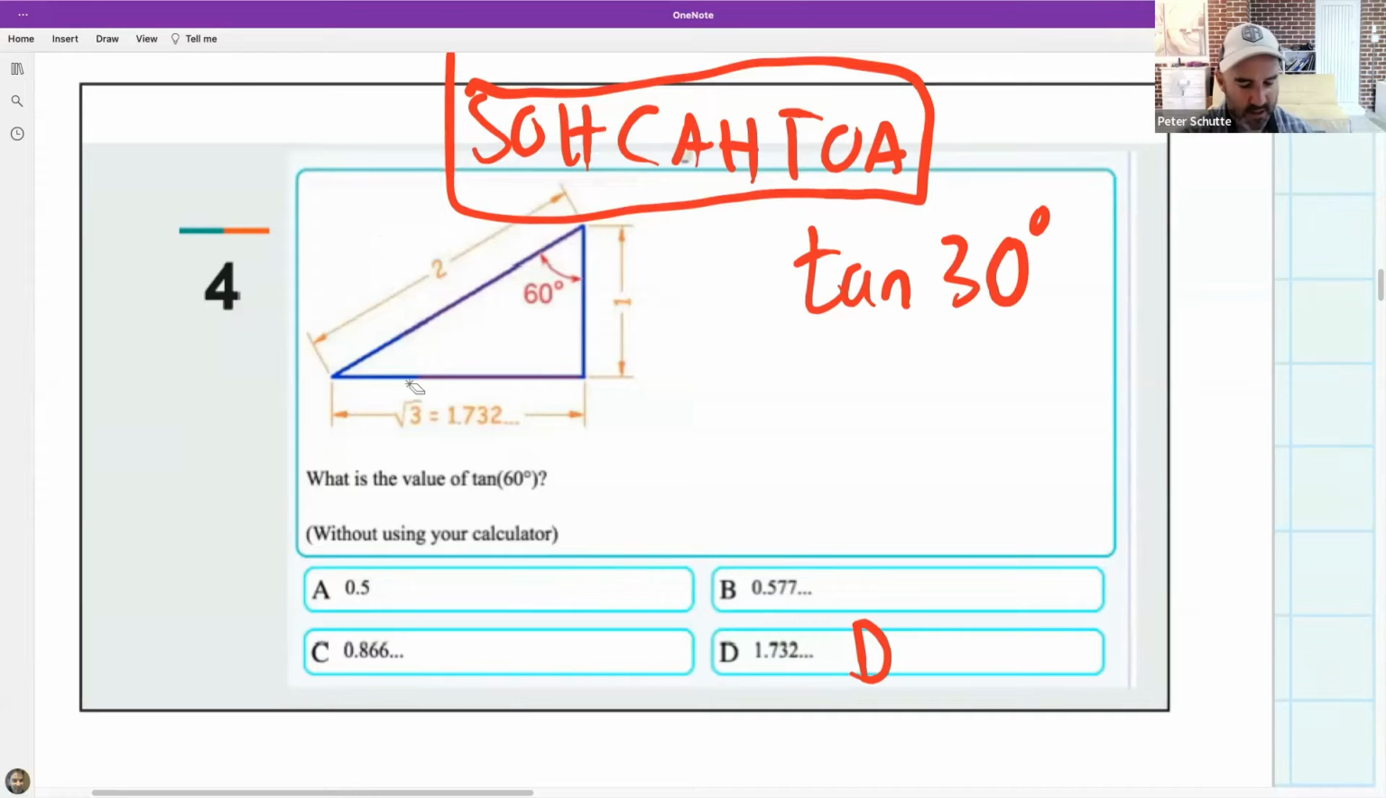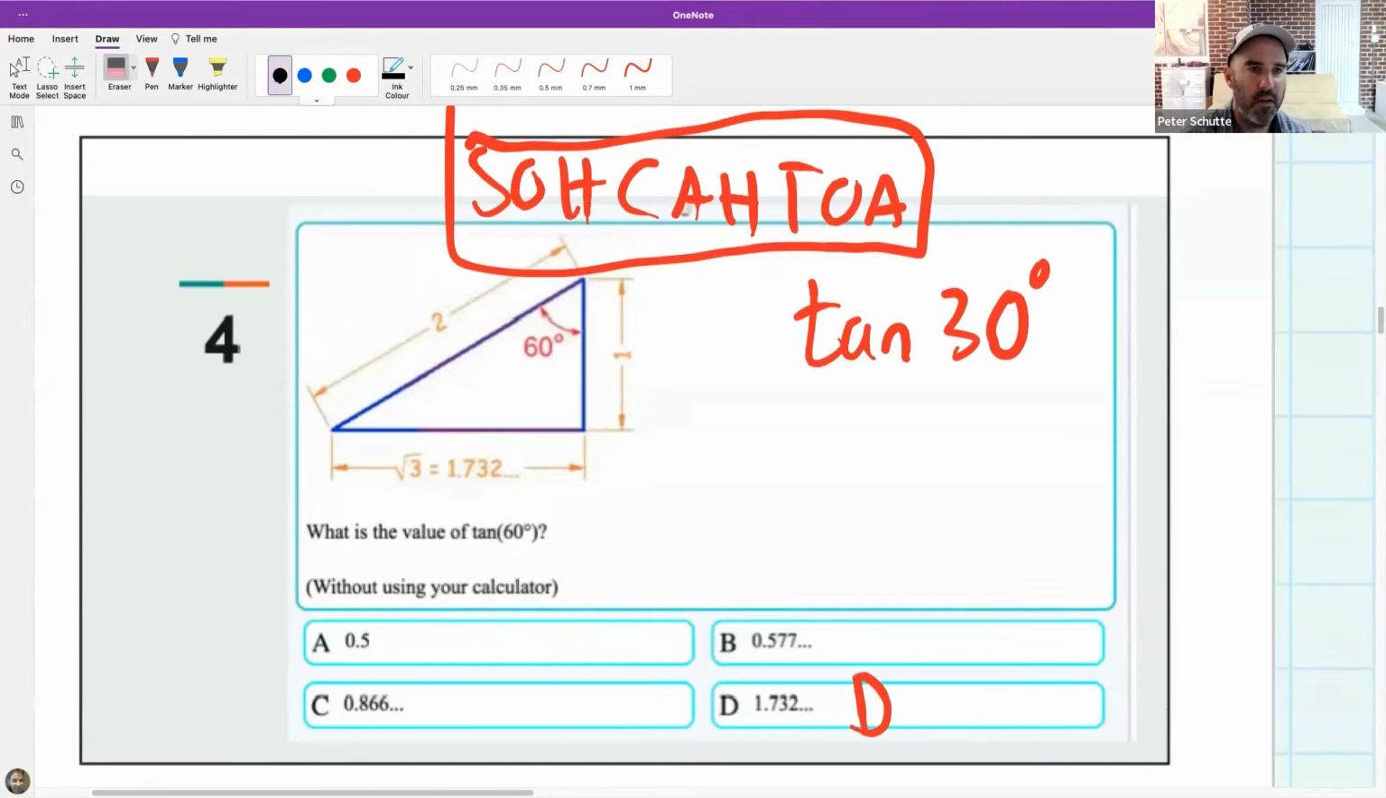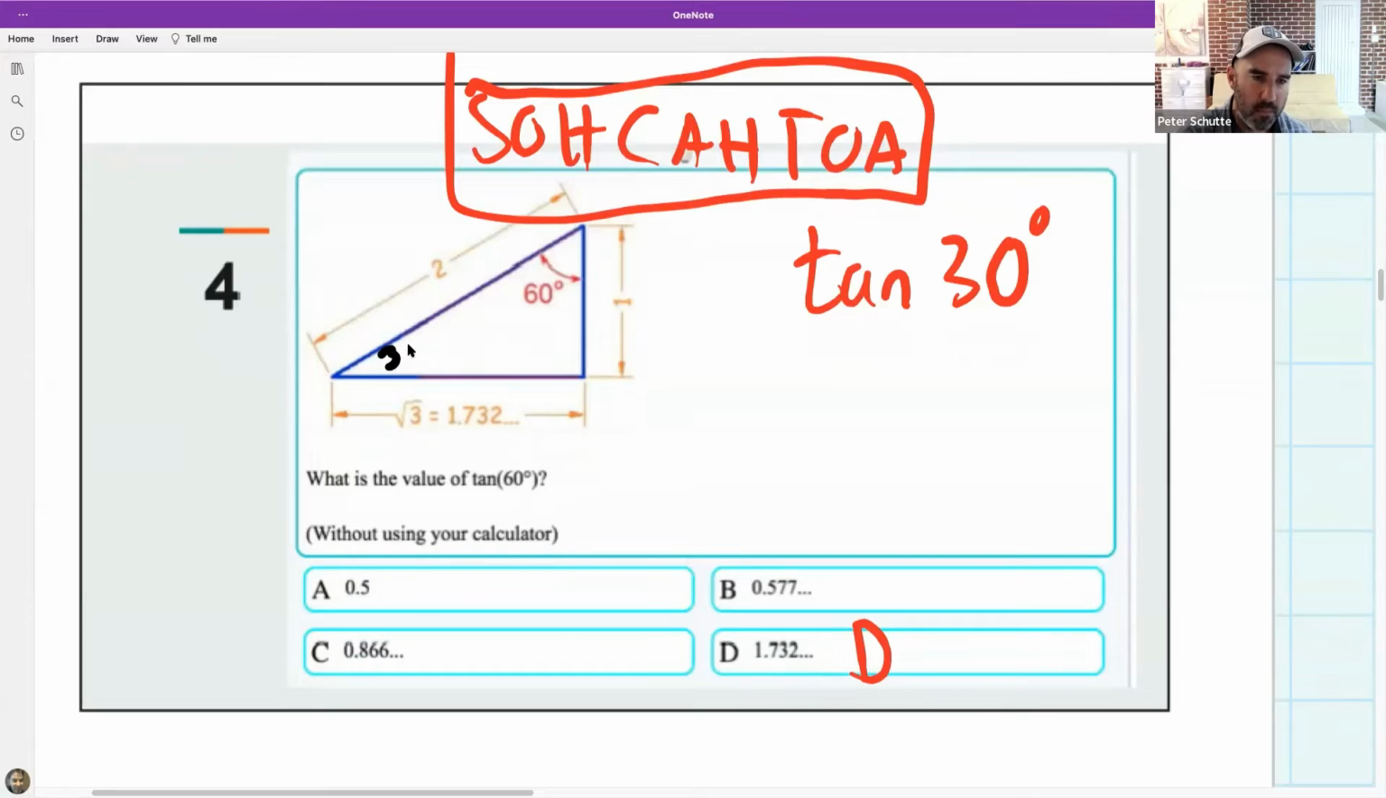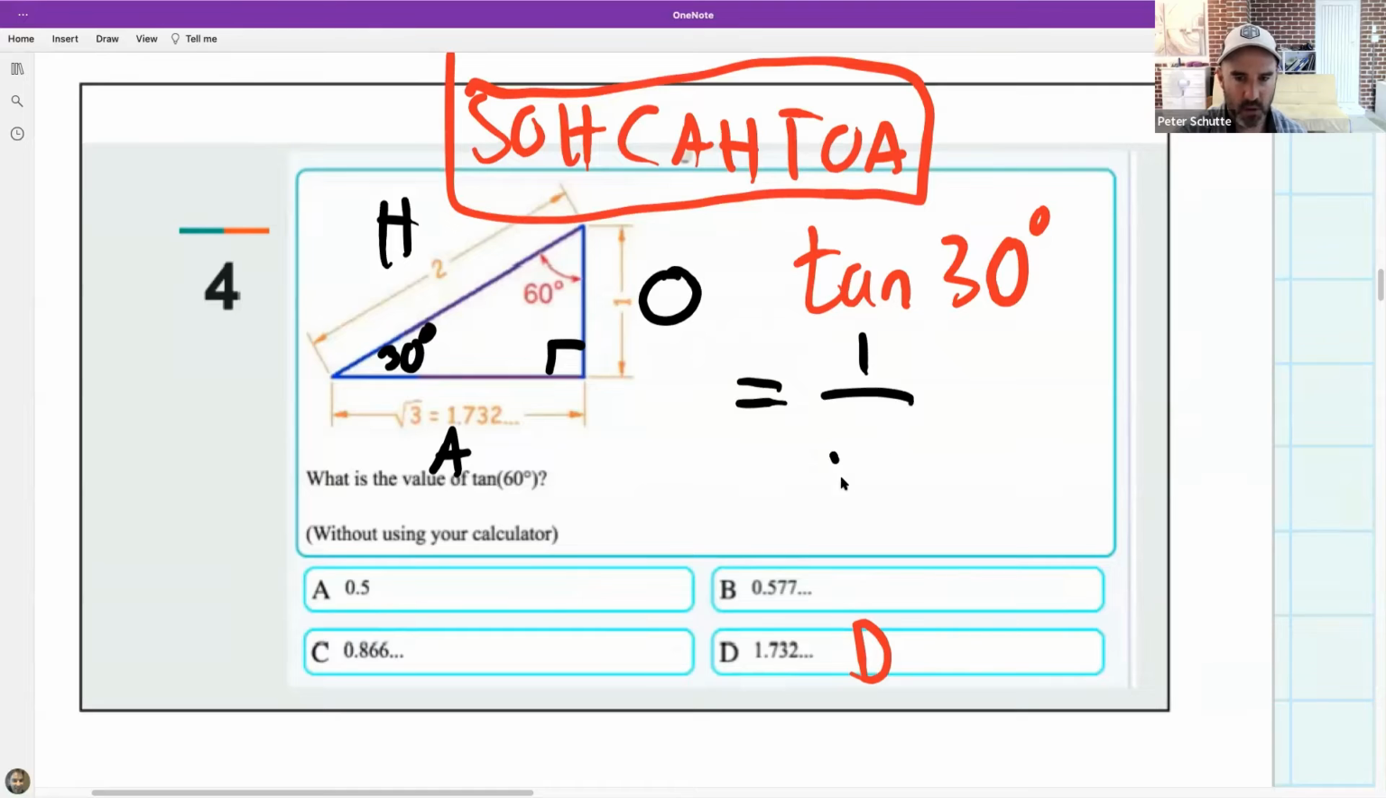So first of all, we need a 30-degree angle, don't we? But isn't this one equal to 30? But then how does that change things? Well, this would be O. This still is H, and that would be A. So the tan of 30 would be O, which is 1, over A, which is √3. So 1 divided by √3, and if you put that into your calculators, you get 0.577, which is B.